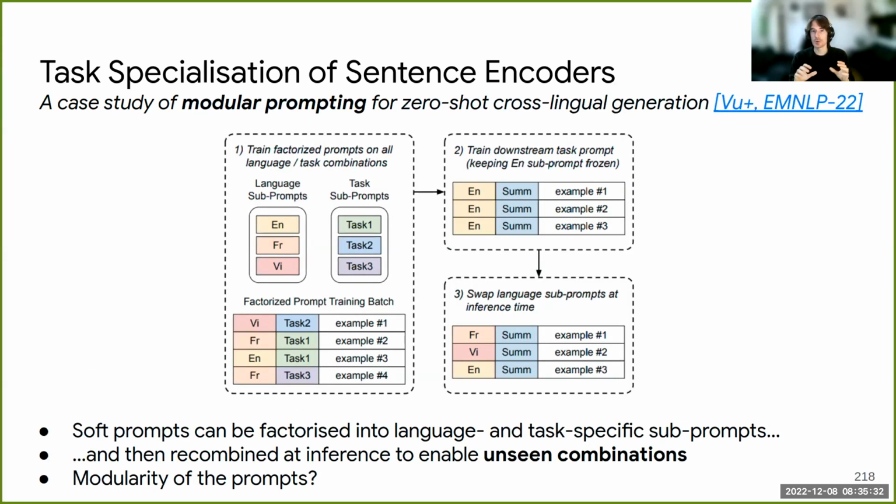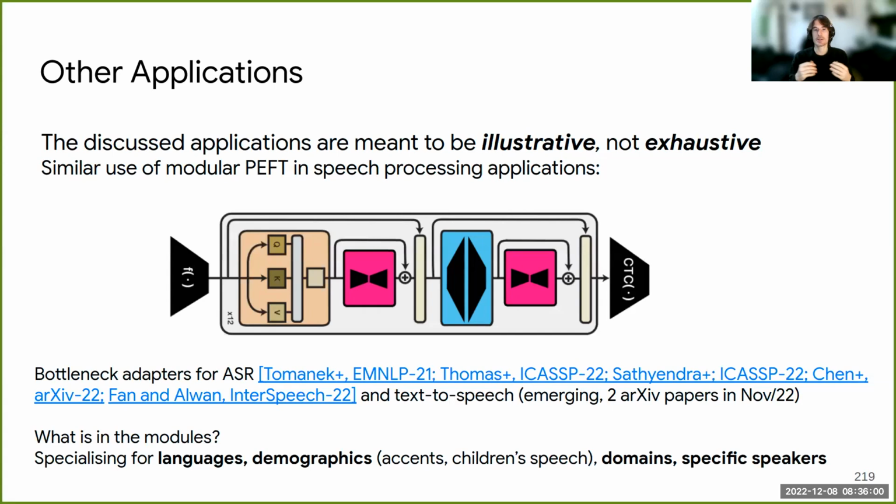You can also do composition of prompts. So you can do modular prompting. There's a very interesting paper at this year's EMNLP, which combines a language-specific sub-prefix with a task-specific sub-prefix. So you can then boost novel unseen combinations, which is again an instance of usability and composability that is enabled by the modular design. So yeah, that's another work, and similar principles have been used in other areas. We have one example from speech processing.